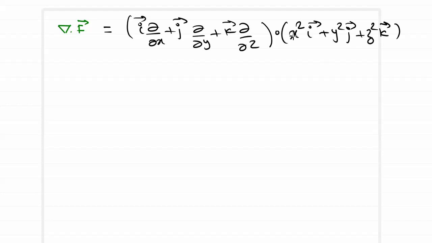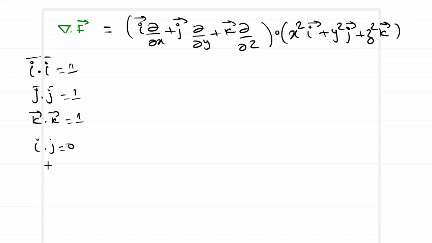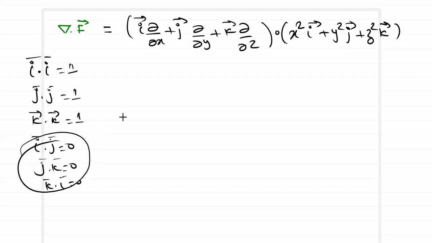When I take the dot product, I need to keep in mind i dot i is equal to 1, j dot j equal to 1, k dot k equal to 1. All the mismatched combinations make it 0, like i dot j is 0, j dot k is 0, k dot i is 0, and so on. So I just need to concentrate on the i component with this i component alone. When I do i dot i, what is i dot i? This becomes equal to 1. So what will I be left with?